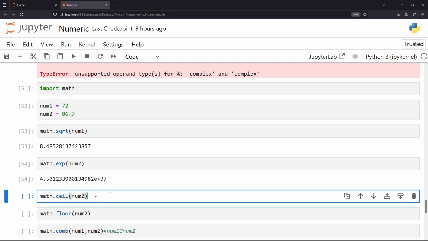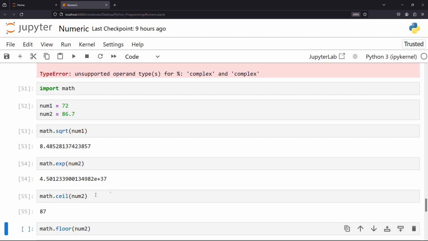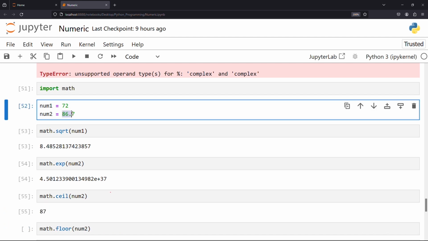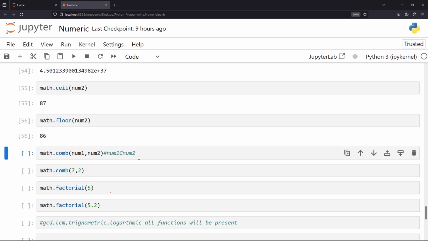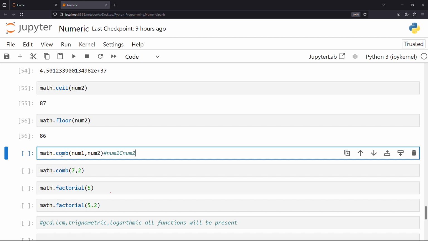And similarly, there is ceil. Ceil is nothing but for this value, it will give the next larger integer value. And similarly, floor, for this number, it will give the next smaller number. That will be 86. That is about ceil and floor. And there is something called combination, which will take two numbers and apply NCR on them. This value will be number one C number two.